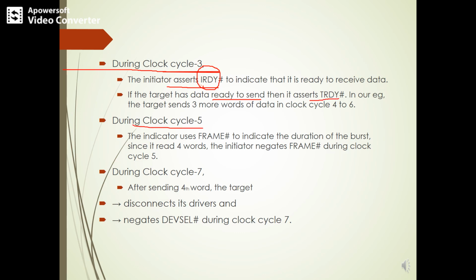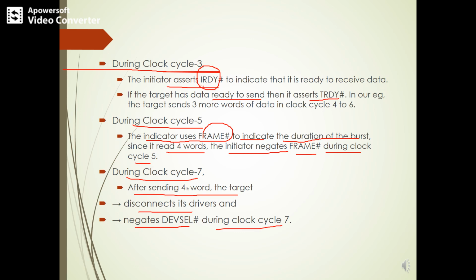During clock cycle 5, the initiator uses the frame to indicate the duration of the burst, since it reads 4 words. The initiator negates frame during clock cycle 5. During clock cycle 7, after sending the 4th word, the target disconnects its drivers as well as negates the device select signal.